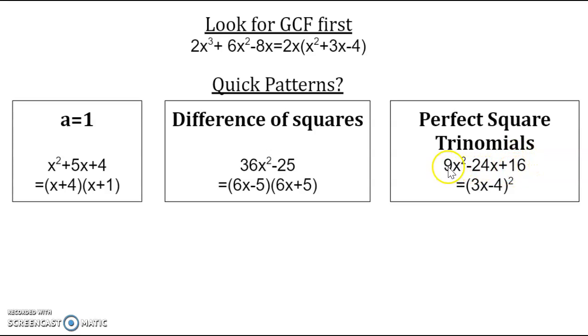So that's going to be the square root of 9x squared, which is 3x, multiplied by the square root of 16, which is 4. 3x times 4 is 12x, and double that is 24x, and that's what we have. So we know how to put that into the perfect square trinomial pattern, and that's the answer. Okay, so those three, you should be looking for the pattern.